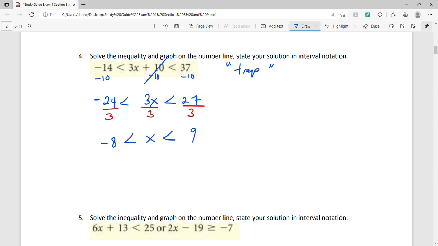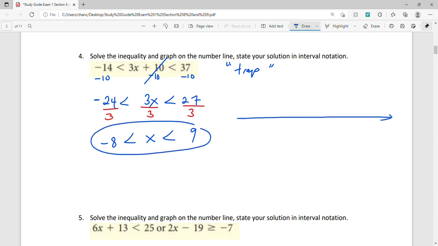This is our inequality, but we want to graph it on the number line. Since this is a "trap" (and inequality), we have to shade in between. So we're going to shade in between negative 8 and 9. And they're going to be both open circles because we don't have that equal sign underneath the inequality. So this is our graph.